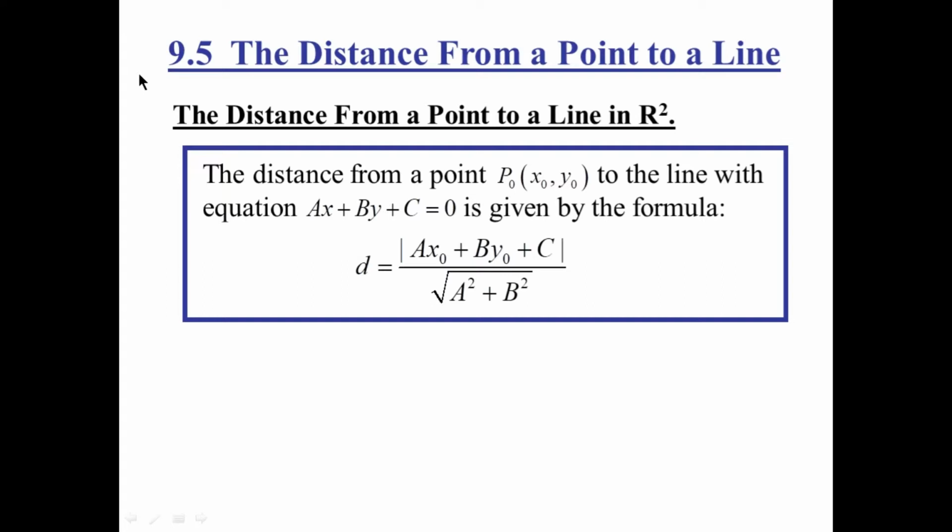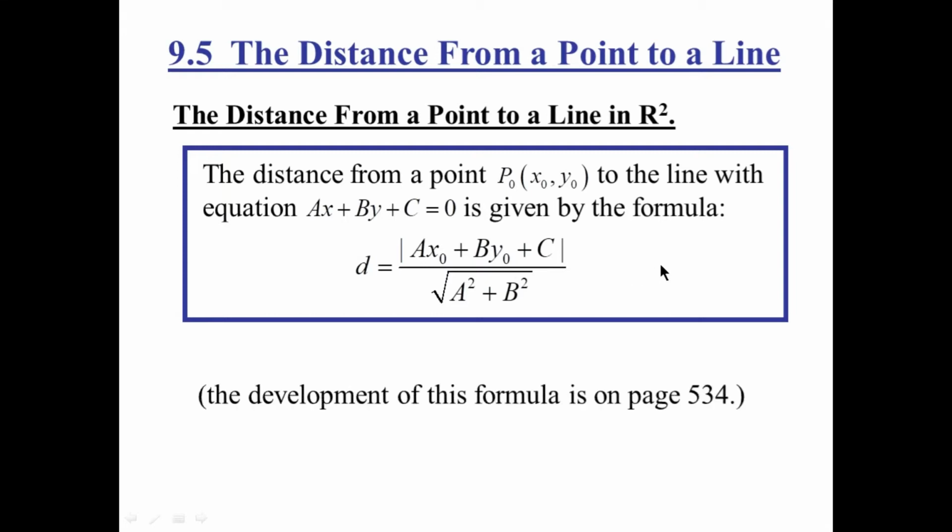Distance is, now the numerator here is an absolute value of a number. This is not the magnitude of a vector. It's the absolute value of a number: a times x naught plus b times y naught plus c, from the equation of the line and the known point. And the denominator is the square root of a squared plus b squared. The development of this formula is in the textbook on page 534.